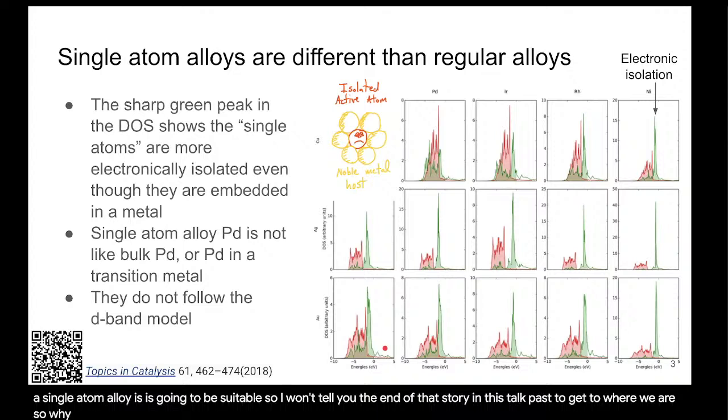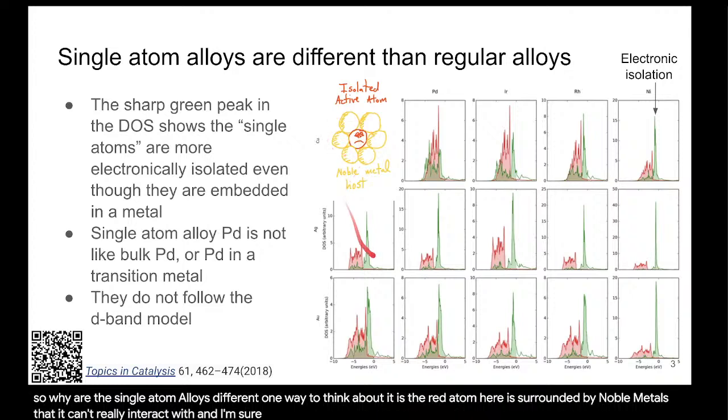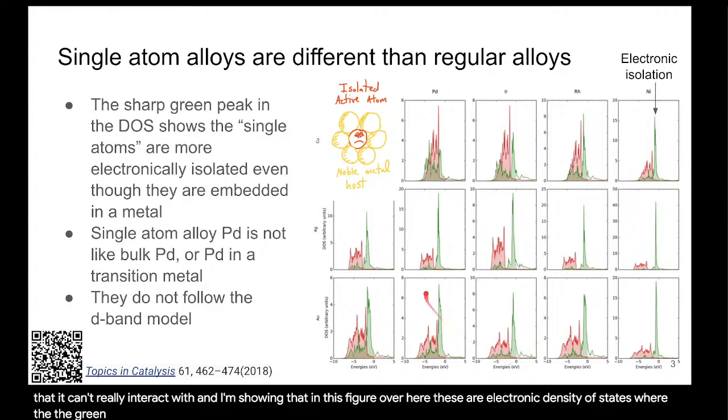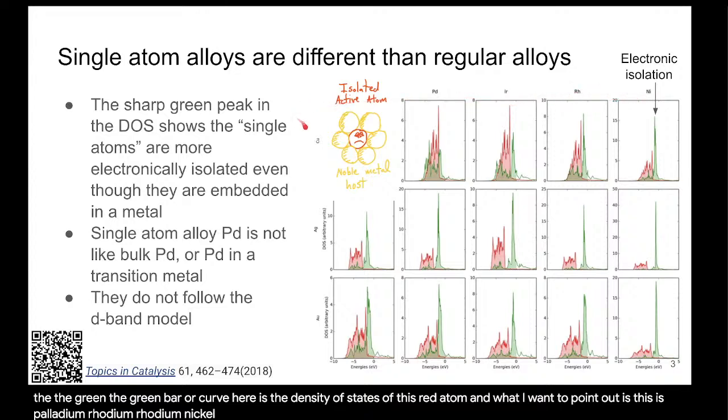So why are the single atom alloys different? One way to think about it is that the red atom here is surrounded by noble metals that it can't really interact with, and I'm showing that in this figure over here. These are electronic densities of states, where the green bar or curve is the density of states of this red atom. This is palladium, iridium, rhodium, nickel, the single atoms in these hosts: copper, silver, and gold. And what you see is these very sharp green peaks.